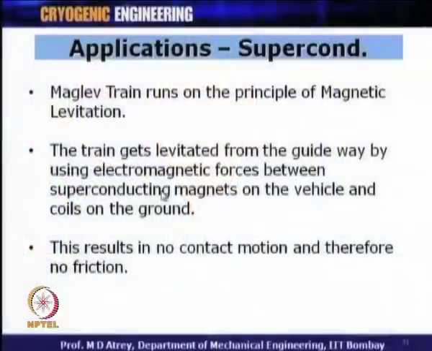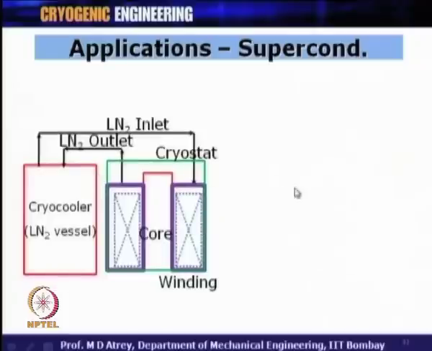This particular thing results in no contact motion and therefore no friction. So, imagine a train running with a speed of 600 km per hour, having no contact with the rails and therefore no friction, therefore no wear and tear, therefore no servicing requirements. It's a great application of cryogenics.